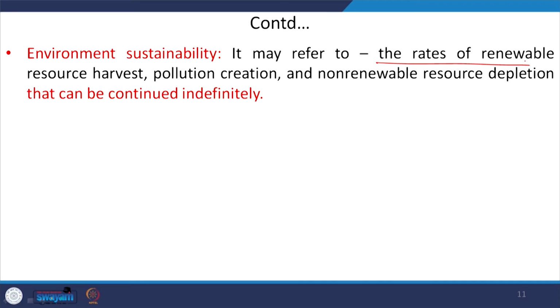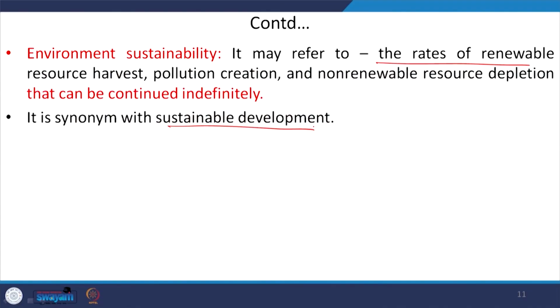If the renewable resources are harvested continuously at the same rate, if the pollution creation is there without any other repercussions, and if the non-renewable resources' depletion occurs at the same rate for quite a long period of time, or for indefinite time, then this kind of state is known as environmental sustainability. So, we can say that environmental sustainability can be interpreted as the same thing as sustainable development. So, what is sustainable development?